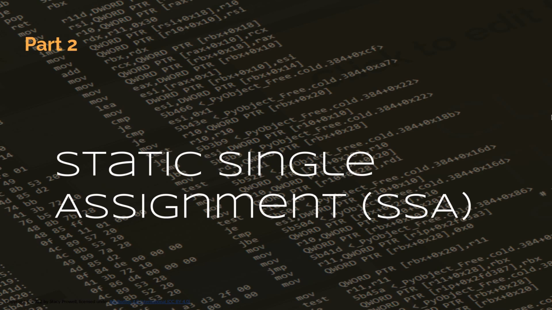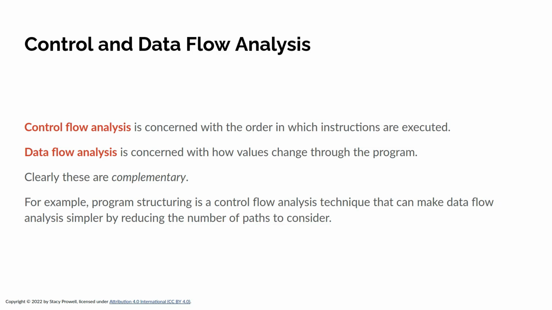Static single assignment. We've been looking at two types of analysis. We looked at control flow analysis, where I ask, where is the program control going? Which instructions execute, and in what order? And now we're looking at data flow analysis, where we ask, what values are in registers or variables or data structures in the program, and how do I interpret them? Clearly, neither one of those is going to be sufficient to analyze a program. I need both of them together.